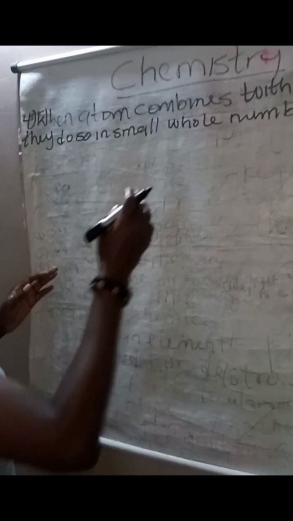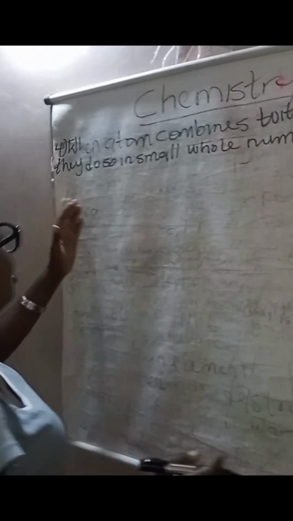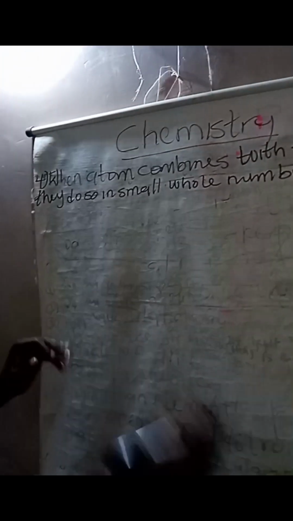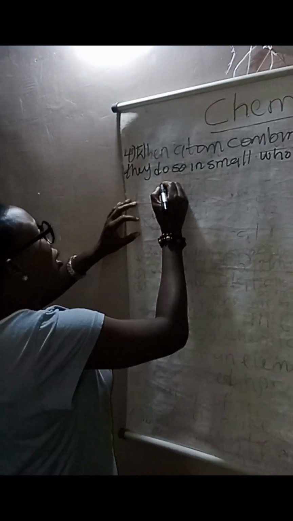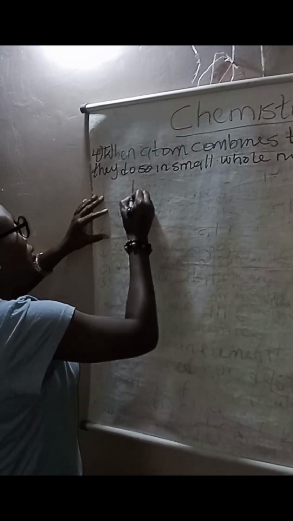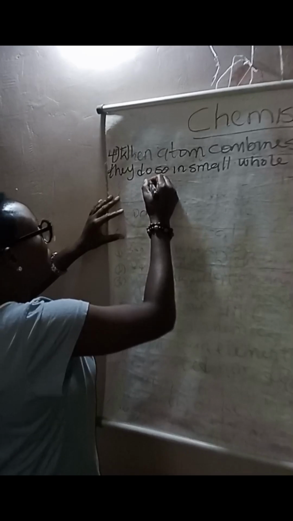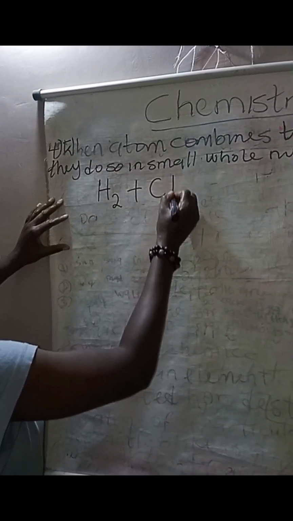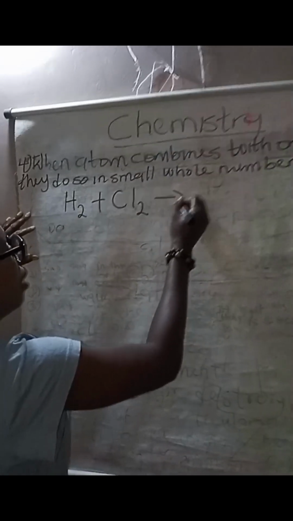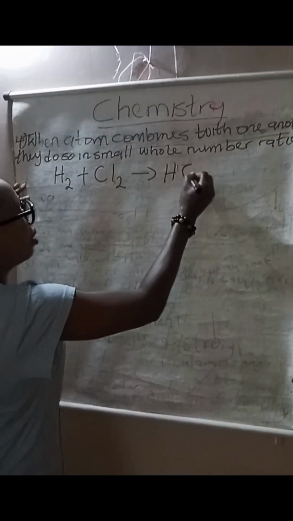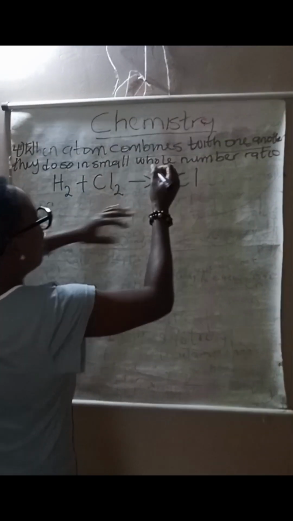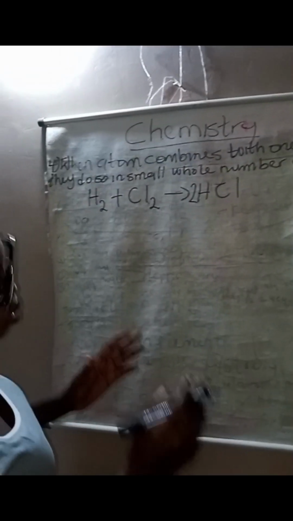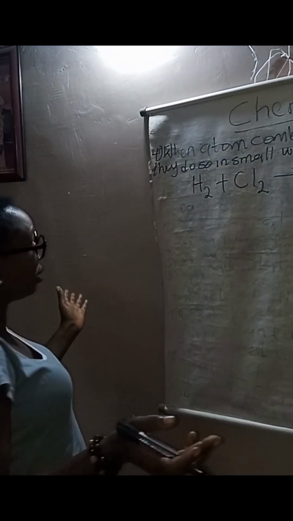When atoms combine with one another, they do so in small whole number ratio. Let's say, for instance, we have an atom of hydrogen combining with chlorine to form hydrogen chloride or hydrochloric acid. Is that hydrogen chloride gas or hydrochloric acid?